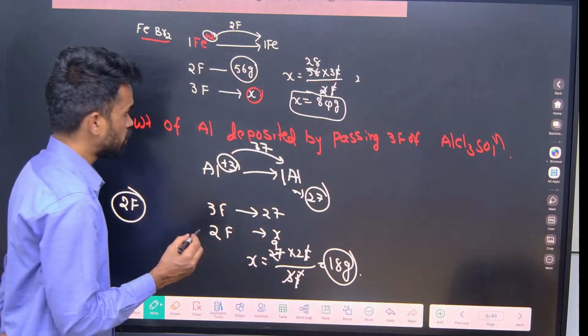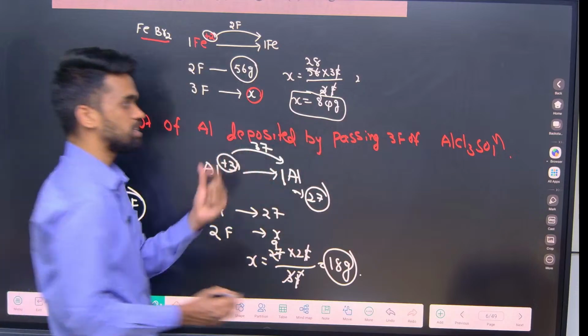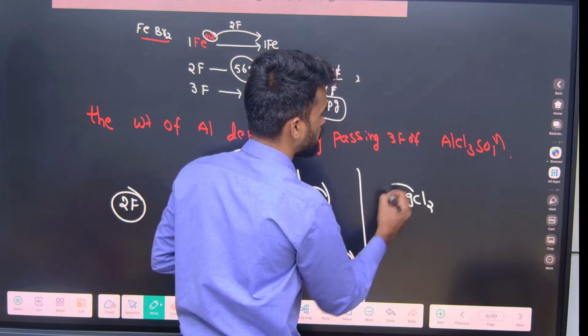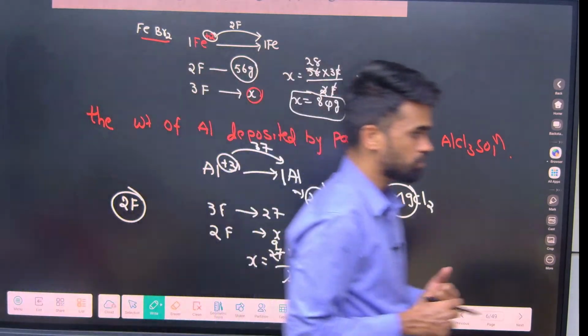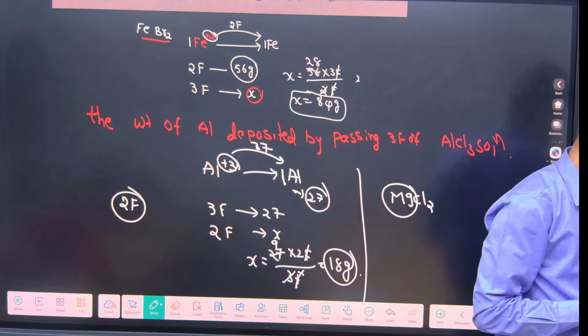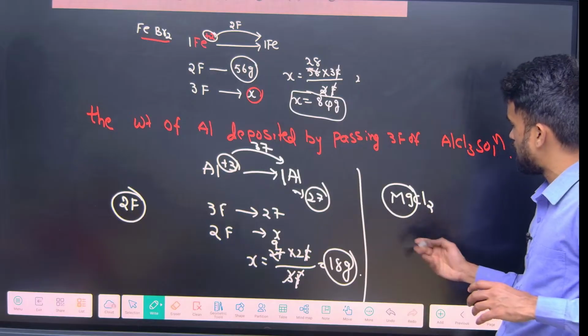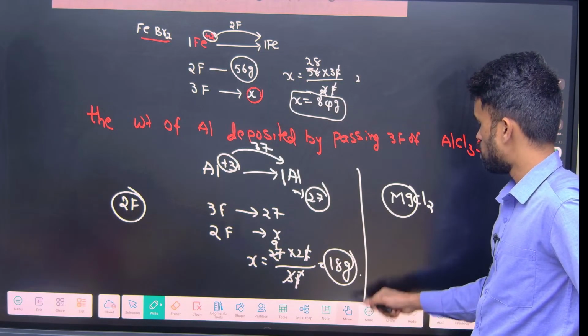Okay, now if I pass 3 Faradays of electricity charge through magnesium chloride, how many grams of magnesium metal are deposited, or how many moles are deposited? Tell me. What I am saying, the question: if I pass 3 Faradays through MgCl2 solution, how is it?